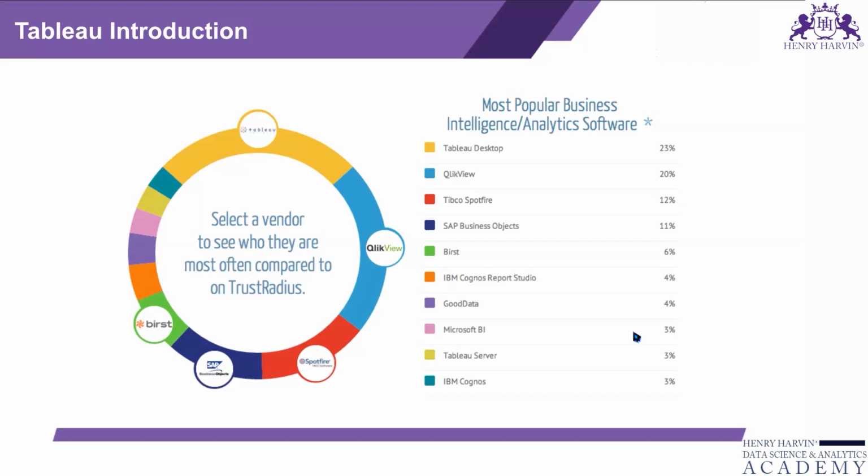If we check TIBCO Spotfire, 12% of people use that. SAP is another upcoming visualization tool that people start using. Birst is one of them, and IBM Cognos, where you start visualization also. Then there is GoodData. Then there is Microsoft's Power BI. Then we have Tableau Server. Tableau Server is basically the online version of Tableau Desktop. And then there is IBM Cognos. So these are the most used tools or software that people use for business intelligence, or let's say visualization, data analytics, and all these.